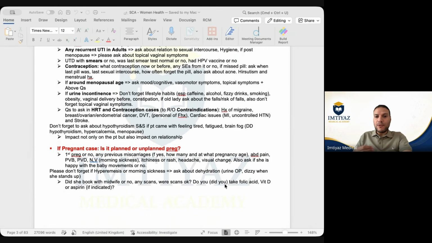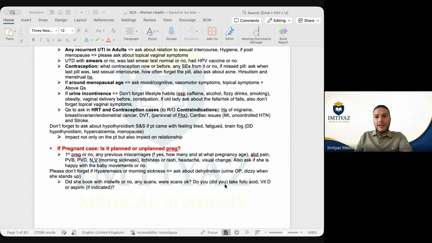And if the bleeding from down below is heavy, you need to ask about hemodynamic instability. Do you feel dizzy or not? Lightheaded, palpitations, anemia symptoms, passing blood clots or not? Did you have any miscarriage in the past? If yes, how many times, and at what pregnancy age? Okay, and so on.